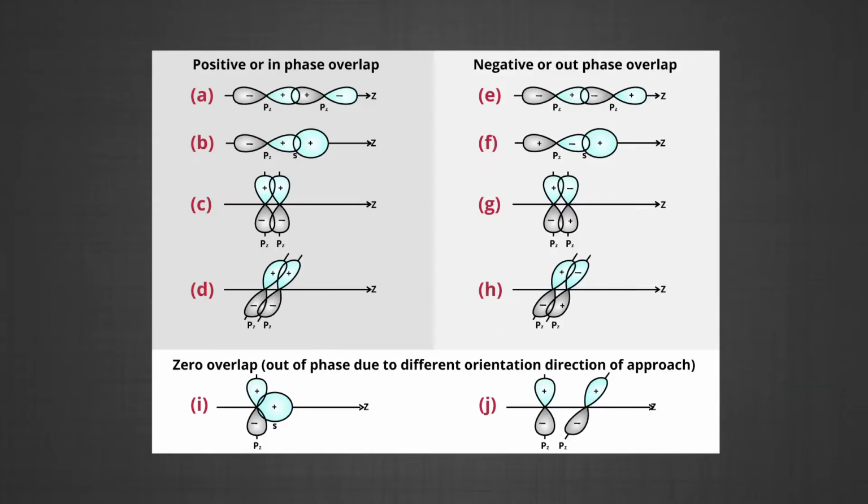The various overlaps of s and p orbitals are depicted in the figure. Let's understand positive, negative and 0 overlap from the following figure. Now, in the figure you can see the different types of overlaps. The 0 overlap means out of phase due to different orientation and direction of approach. The criterion of overlap as the main factor for the formation of covalent bonds applies uniformly to homonuclear or heteronuclear diatomic and polyatomic molecules.